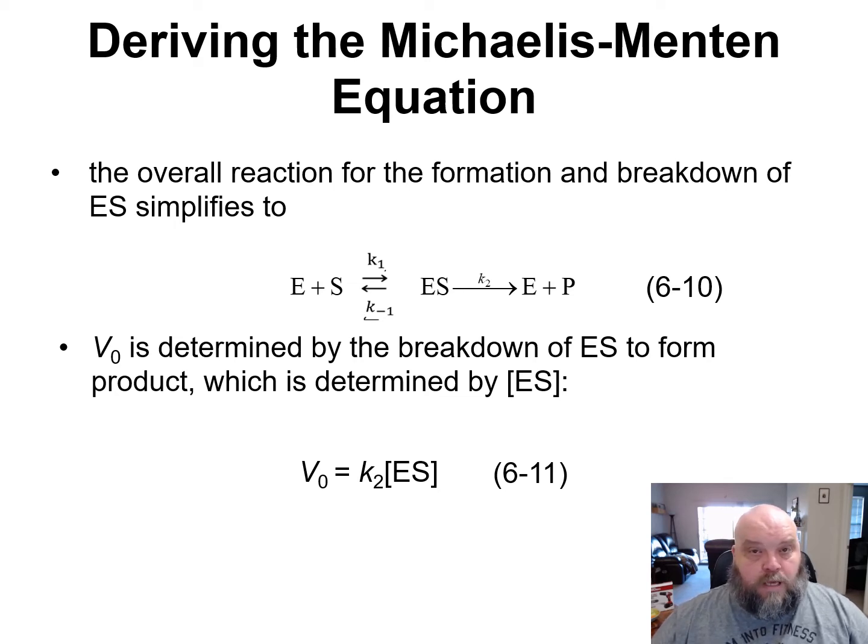So how do we get there? E plus S, K1, K minus 1, to ES, K2, E plus P. If you want to look at it in terms of ES, our product is actually derived from whatever ES is there. The formation of product is going to be based on V naught. So Michaelis and them, they figured out that V naught equals K2. Whoops. If you look up here, K2 is the breakdown of ES. So what's the rate there?